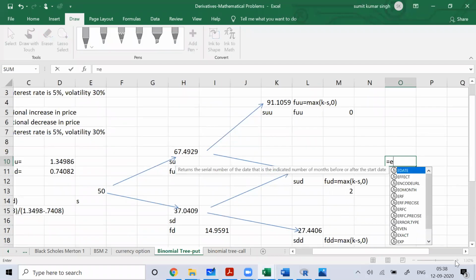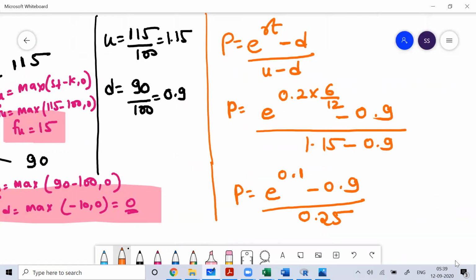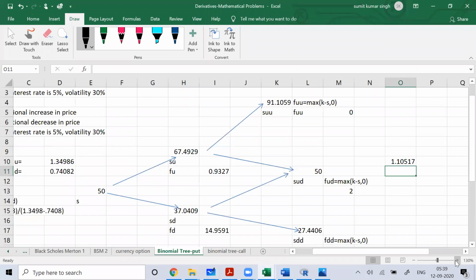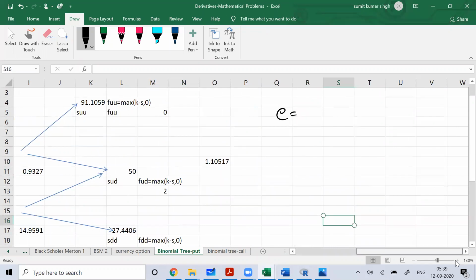So e to the power 0.1. Now you need to understand that e is equal to 2.71828. This is the value of e. Now I want 2.71828 to the power 0.1. So I want the 10th root of this value. So how to do this?